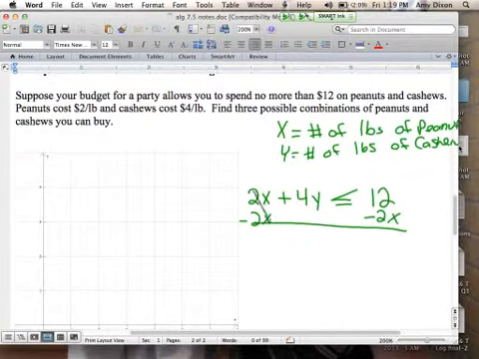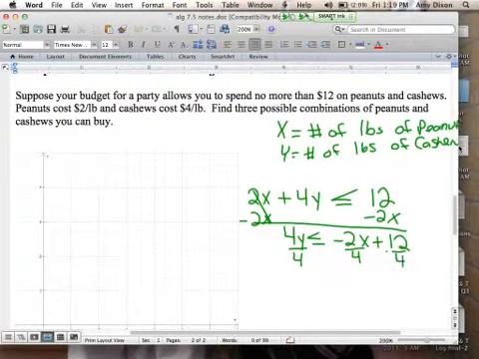This cancels. We get 4y is less than or equal to negative 2x plus 12, because remember, we have to write the x term first. And then we need to get rid of the 4, right? We're dividing by 4. We're dividing by positive numbers, so we don't have to flip our inequality symbol this time. This one just stays the same because we didn't divide by a negative.